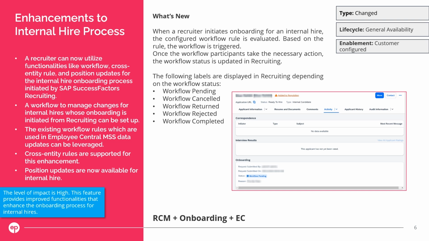So this new enhancement addresses the first issue mentioned, about the workflow approval. Now, when an internal candidate is pushed to onboarding, customers can configure an approval step, similar to what's in place already for Employee Central, so that the onboarding process is launched only when that approval workflow is completed. In recruiting, it will be possible to follow the workflow status within the candidate application. Associated with this, it will also be possible to leverage position updates and cross-entity rules to populate the Employee Central fields.